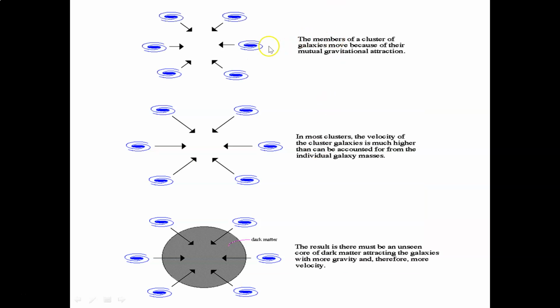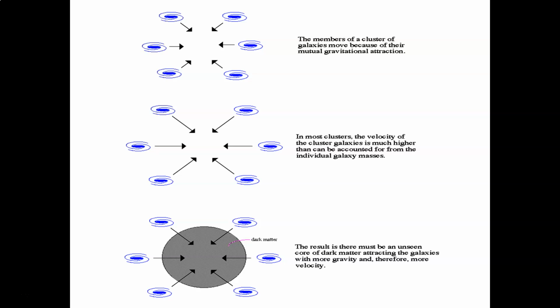Okay, the members of a galaxy cluster move because of their mutual gravitation, their gravitational attraction, that is. What Zwicky discovered, however, is that the galaxies are actually moving faster than what can be accounted for based upon the mass of the cluster causing the amount of gravity that is present. In other words, the galaxies are moving faster than what can be accounted for based upon the mass of the cluster itself.